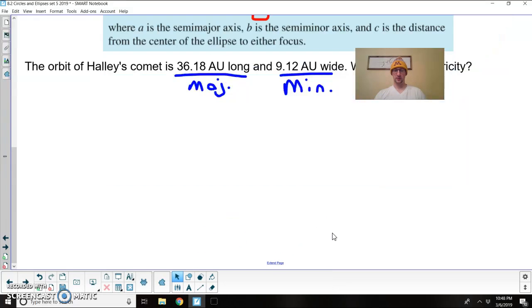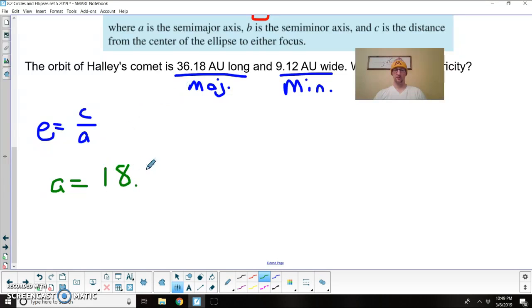Well, to do that, I need a couple things. I need A and I need C, right? Because E is equal to C over A. C is the distance from center to focus. A is the distance from center to vertex. A is half of the major axis, the semi-major axis. So A, we'll make a little note of what these are. A is equal to half of 36.18, which is going to be 18.09. B will be half of the minor axis, which will be half of 9.12. I'm going to write down 4.56.